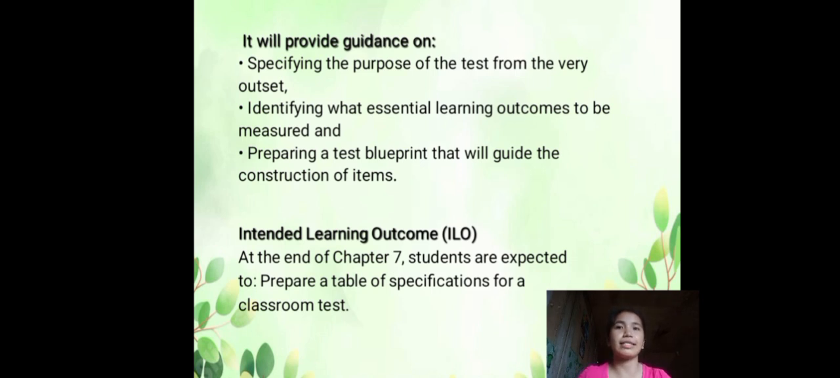And in preparing a test blueprint that will guide the construction of items, we need to determine the learning outcome to be assessed. Everything starts with our objective statement. So kapag hindi specific or confusing yung objective statement natin, lahat ay maguguluhan hanggang sa dulo. So at the end of Chapter 7, students are expected to prepare a table of specification for a classroom test.